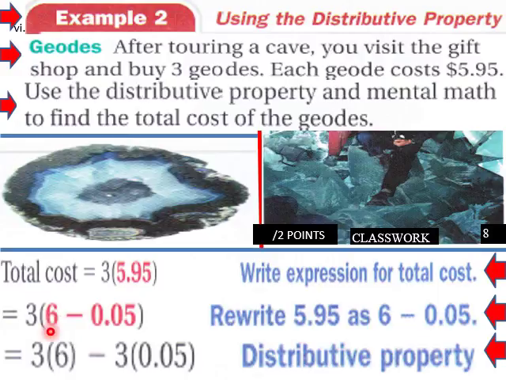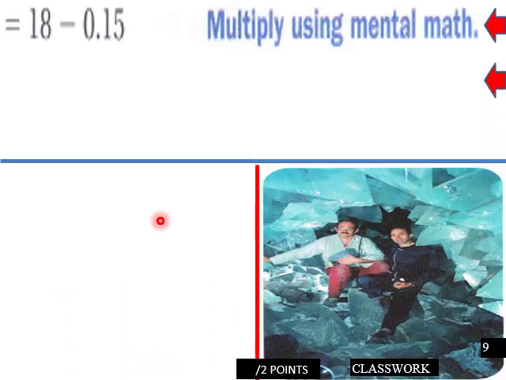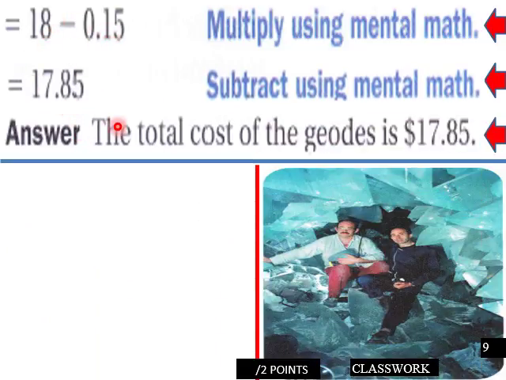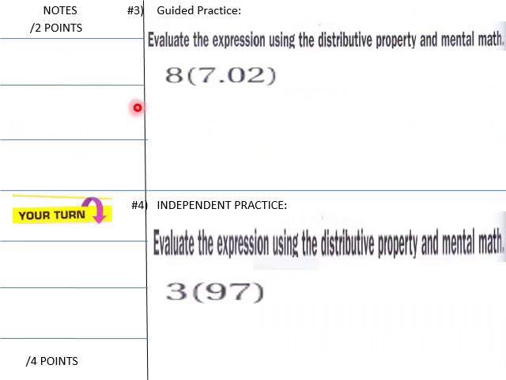And then we can multiply through here. 3 times 6 minus 3 times 0.05. This will be an equivalent expression of this expression here. Then after we do that, we get 18 minus 15 cents, it'll be $17.85. There'll be another way of making your mental math easier, perhaps, by doing it like that. The total cost of the geodes will be $17.85.